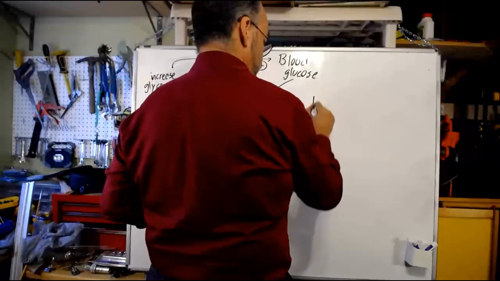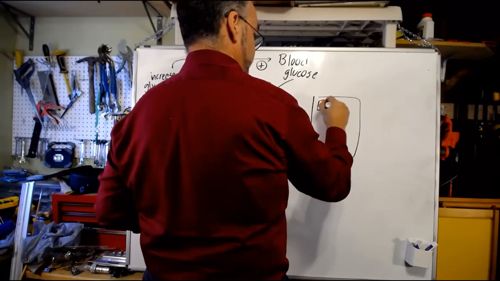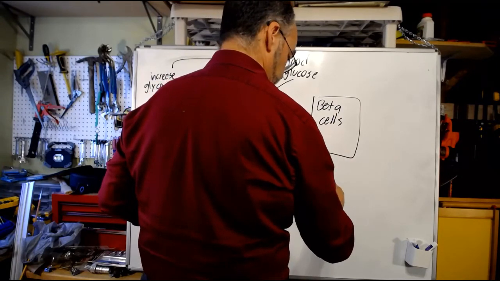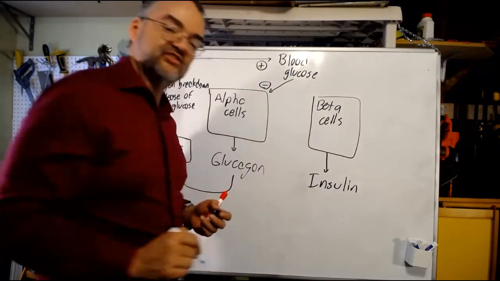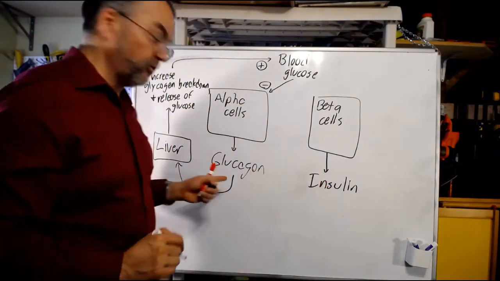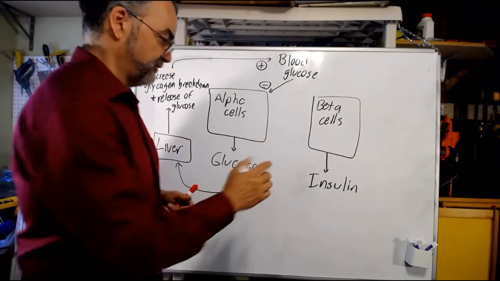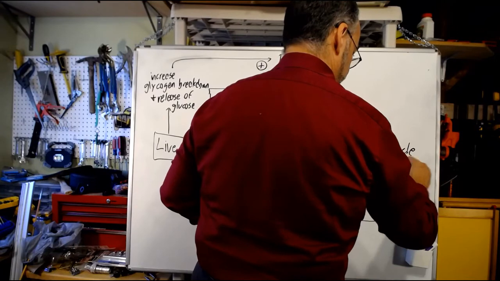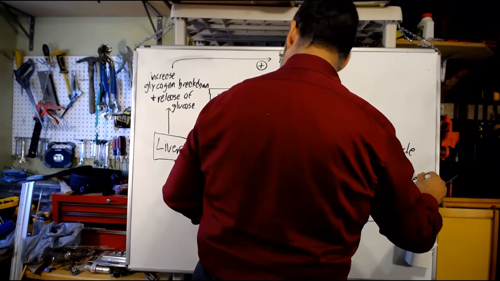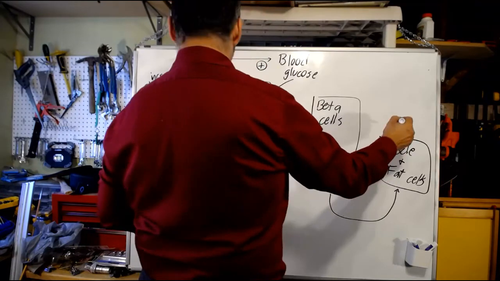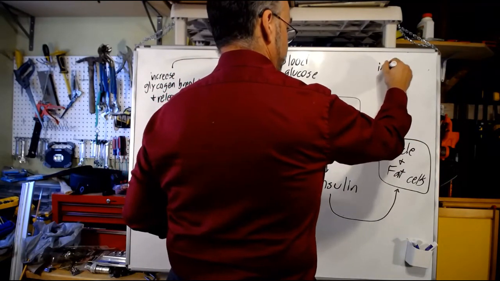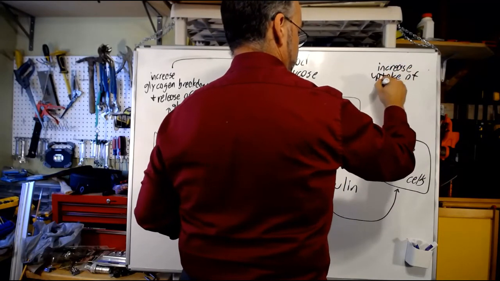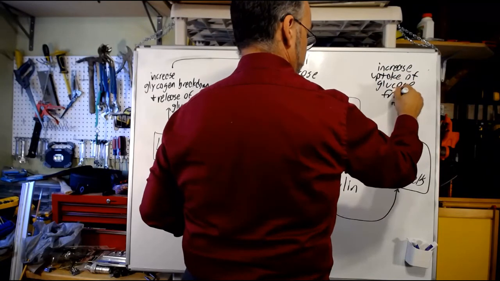So in the pancreas, we also have beta cells. And beta cells' job is to secrete the hormone insulin. These are both protein hormones, but insulin has a different effect. Insulin acts primarily on muscle and fat cells. What it tells them to do is to increase uptake of glucose from the blood.